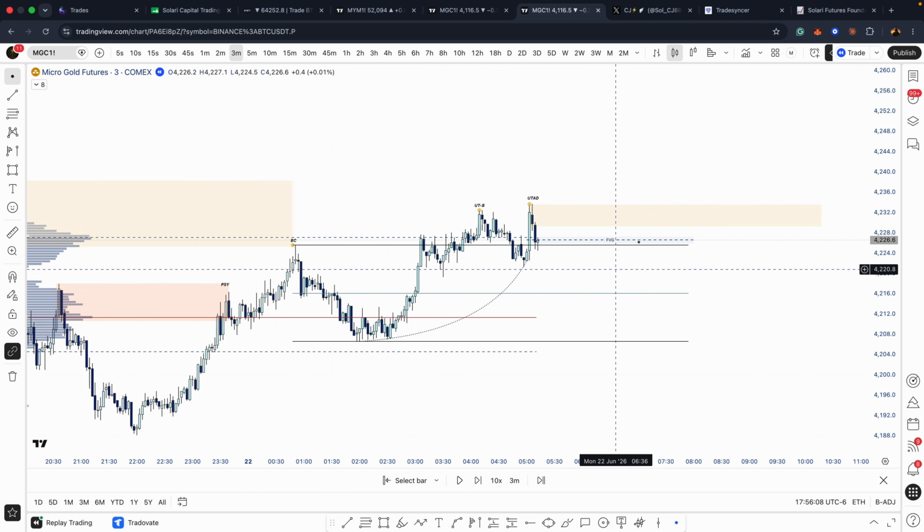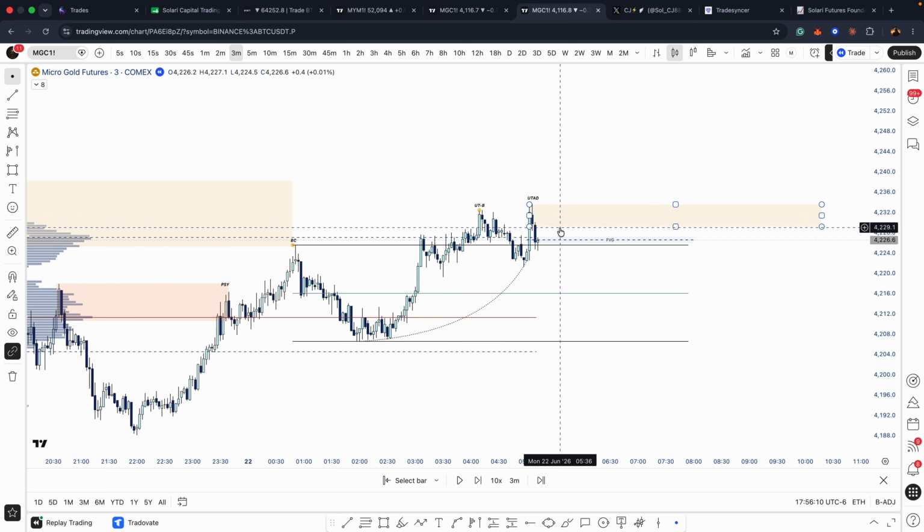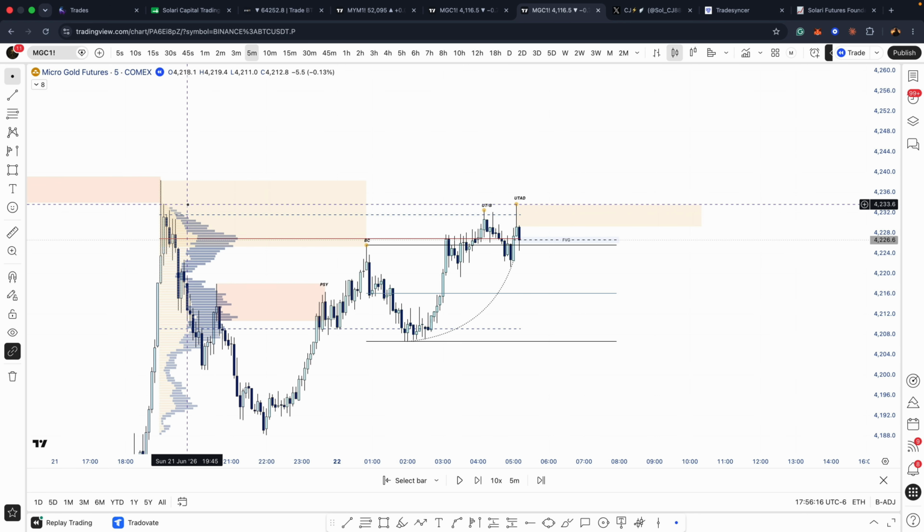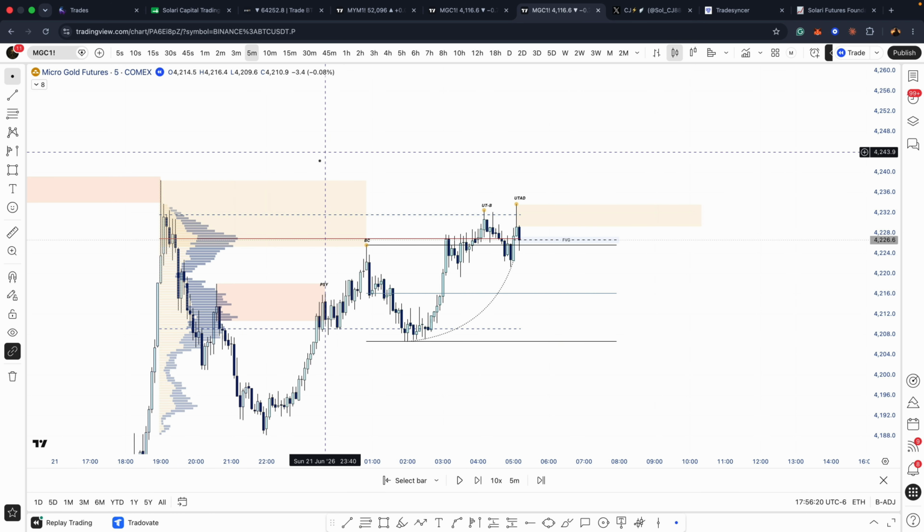So we're maybe going to be taking a rejection block entry. And so I just do want to say, I really like the 5 minutes. So big, like nice time frames. I like for scalping, the 1 minute is good, but the 5 minute is really good.